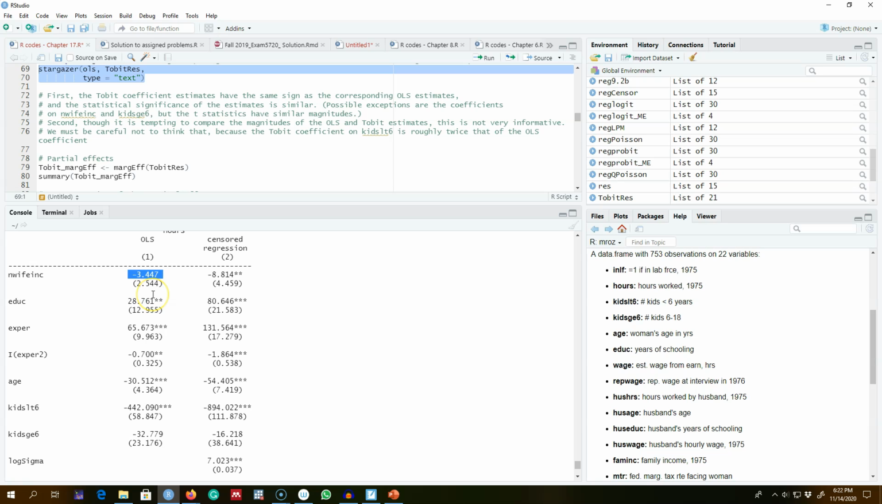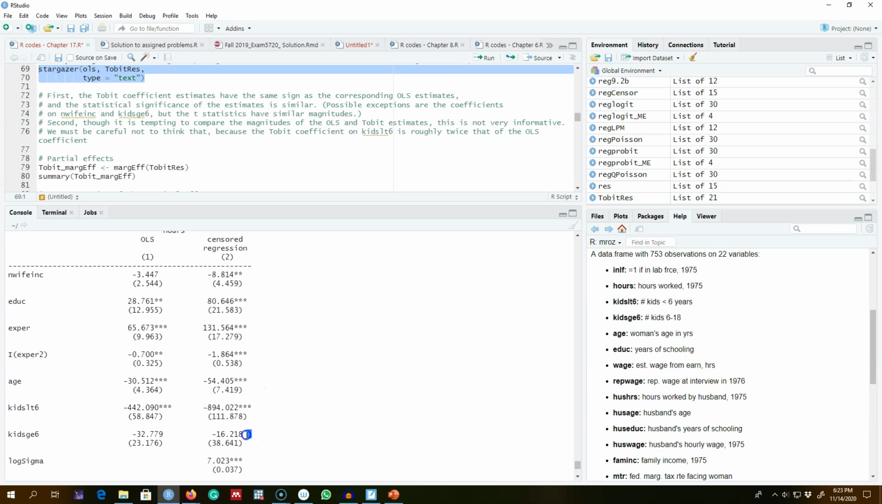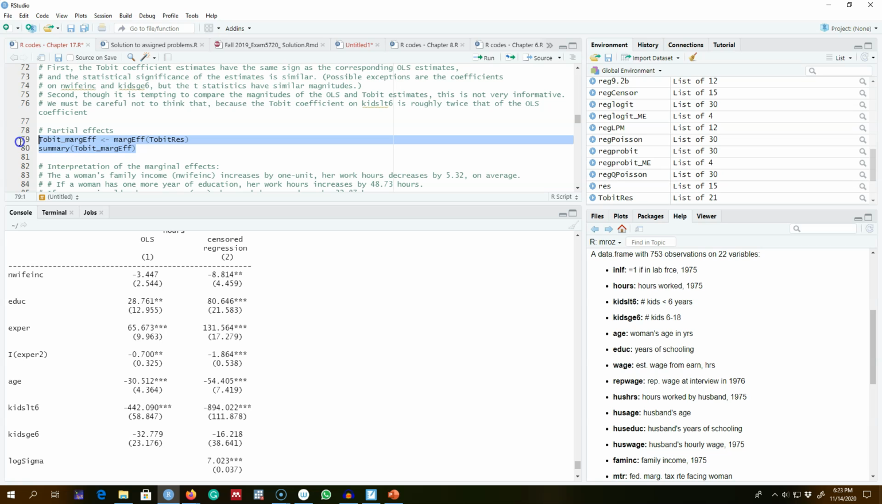Second, the statistical significance is almost similar except for a couple of variables. For example, this variable is statistically significant in the Tobit model but insignificant in the OLS model, but the rest of the variables show the same level of significance, and when they are insignificant, both models are saying that those are statistically insignificant. Again, as I said previously, it will be tempting to compare these coefficient values to talk about the magnitude across the OLS and Tobit models, but we cannot compare the magnitude across them. To do that, we need to look at the average marginal effects.